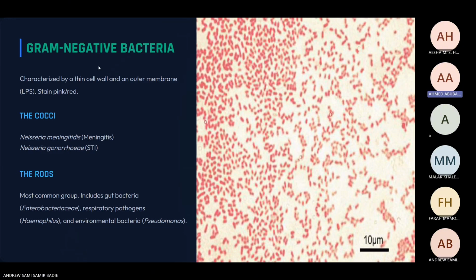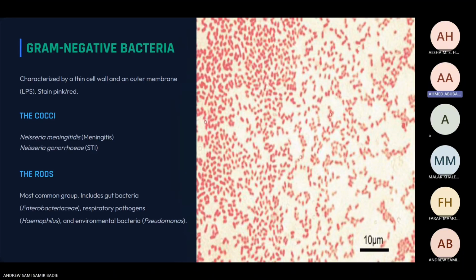Gram-negative bacteria have a thin cell wall and an outer membrane, as we talked about earlier. They stain pink or red. The two main shapes are cocci, for example Neisseria meningitidis, which causes meningitis, and Neisseria gonorrhoeae, which causes the disease called gonorrhea. And most gram-negative bacteria are rods, which form a huge group.